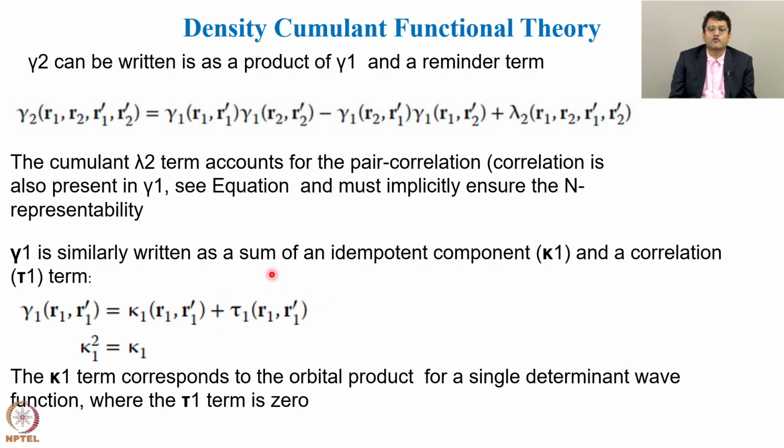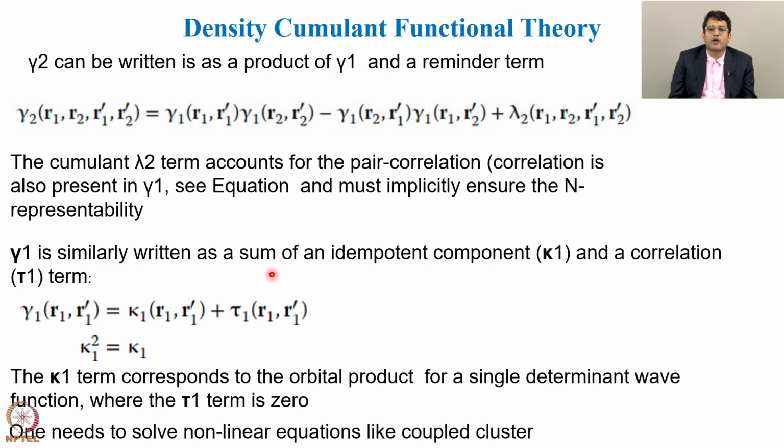So, this actually goes back to the simple Hartree-Fock picture. This is the beauty of this thing. And of course, you can actually solve for this gamma, but to do that you need to solve nonlinear equations like coupled cluster. So, basically density cumulant functional theory is a practically tractable theory, people work on that, but the problem is that to get it correct you still need to solve nonlinear equations like coupled cluster.